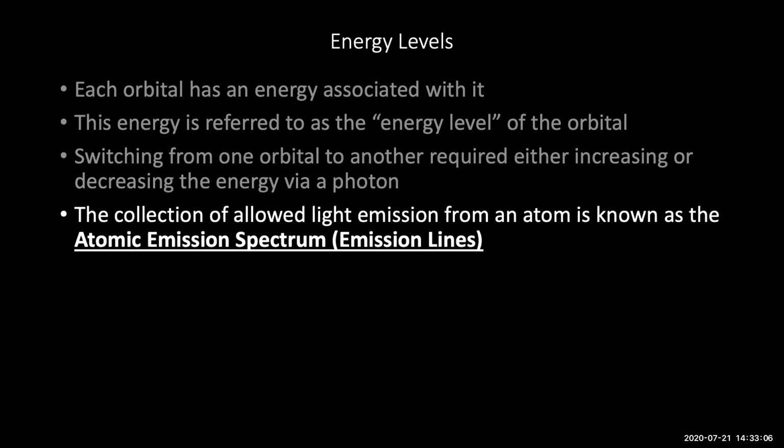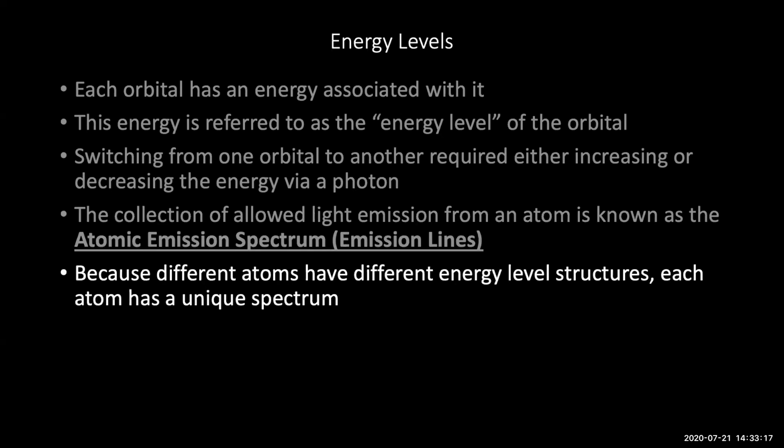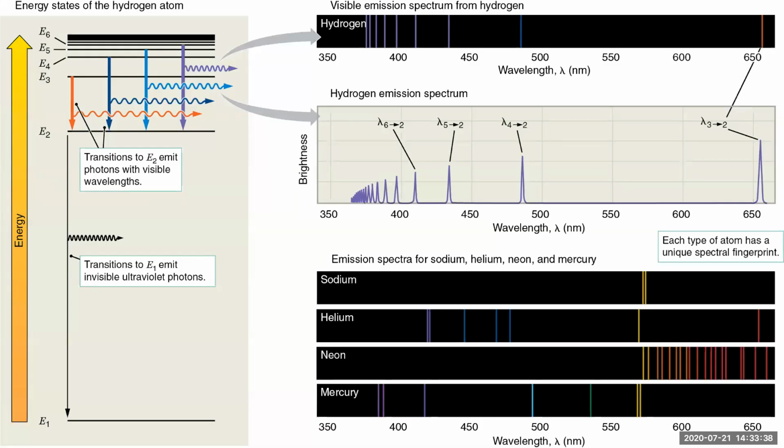The collection of allowed light emission for these transitions between energy levels is known as an atomic emission spectrum, or spectral lines. Every atom has a slightly different structure, and because the energy levels associated with specific atoms and specific states are different, we can actually use the emission line spectrum as a fingerprint to let us know which elements are present. So for example, this is our hydrogen emission spectrum.